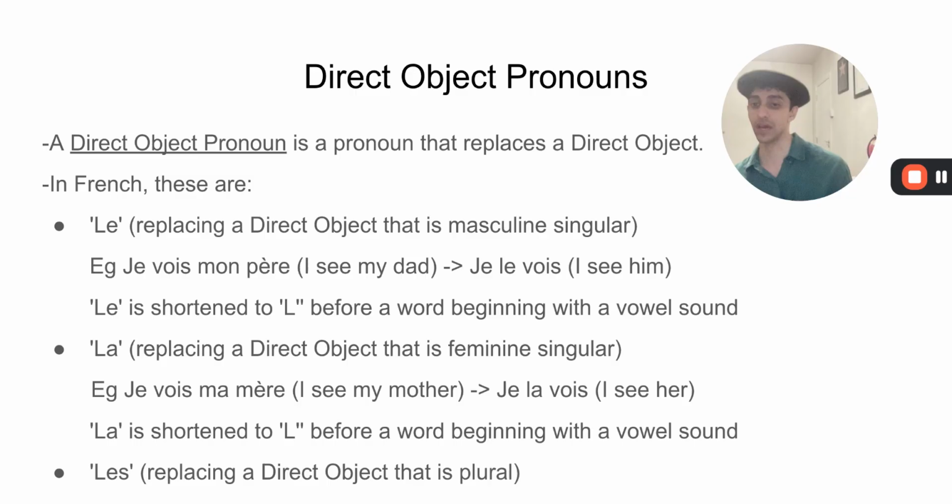And the last direct object pronoun is les. Les replaces a direct object that is plural, regardless of gender, regardless of whether it's masculine or feminine. For example, you could say je vois mes parents, meaning I see my parents. If you replace the direct object there, mes parents, with a pronoun, that would become je les vois, I see them. Mes parents is, of course, plural. It's a direct object, but it's a plural direct object, and therefore can be replaced by the direct object pronoun les instead, which again goes just ahead of the verb.